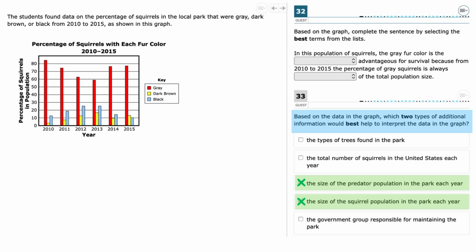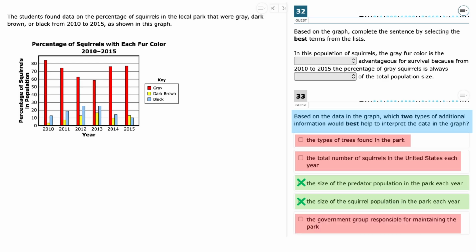Why not the other options? The types of trees might affect camouflage, but we'd need more direct info to make a conclusion. The total number of squirrels in the U.S. isn't relevant to this local park. The government group maintaining the park doesn't tell us about biology or survival.